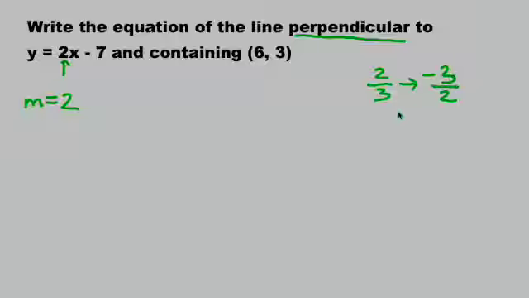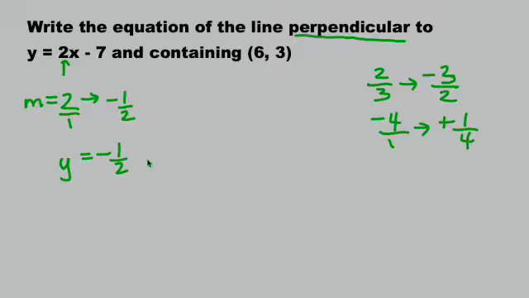So -3/2, or perhaps it was a -4. By the way, that slope is -4/1. So my perpendicular line would be +1/4. So like I said, when they're perpendicular, they have negative reciprocal slopes. So the negative reciprocal slope of 2 is going to be -1/2. So therefore, my equation is going to be y equals -1/2 x plus b.